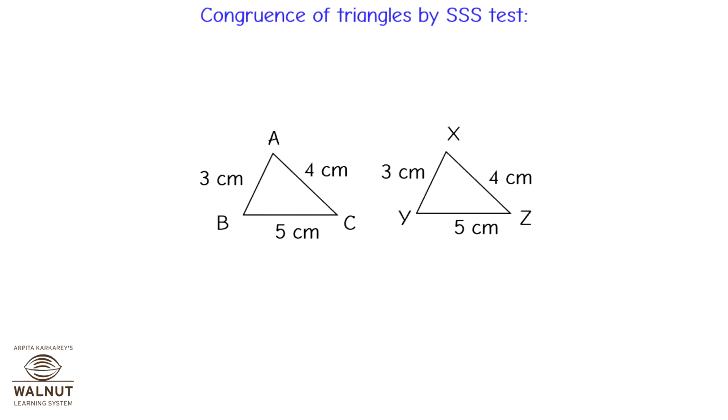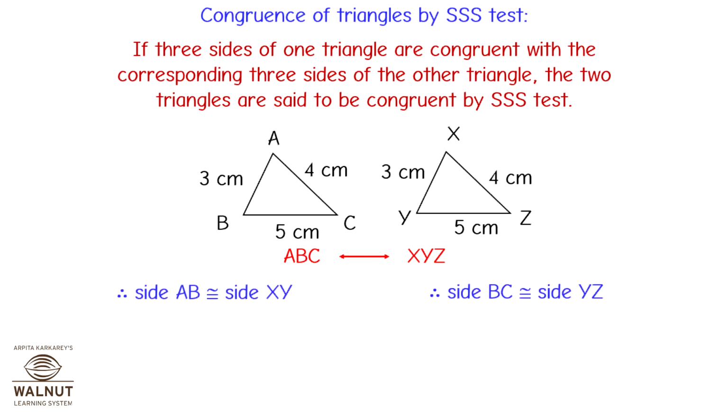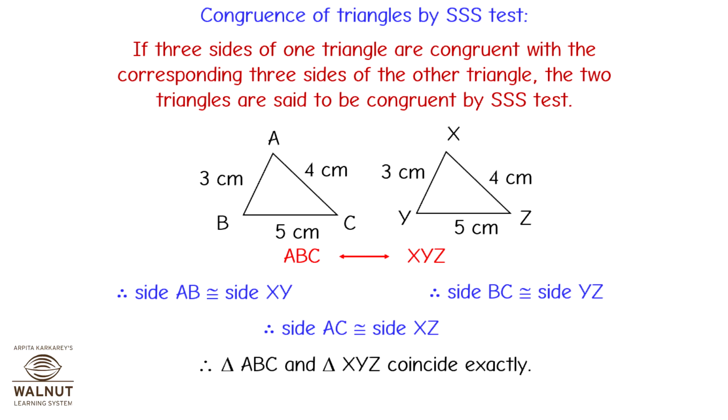Congruence of triangles by SSS test. If 3 sides of one triangle are congruent with the corresponding 3 sides of the other triangle, the 2 triangles are said to be congruent by SSS test. According to the correspondence, ABC corresponds to XYZ. Now we observe that side AB is congruent to side XY, side BC is congruent to side YZ, and side AC is congruent to side XZ. Therefore, triangle ABC and triangle XYZ coincide exactly. So, triangle ABC is congruent to triangle XYZ by SSS test.